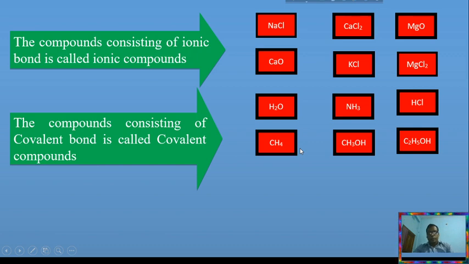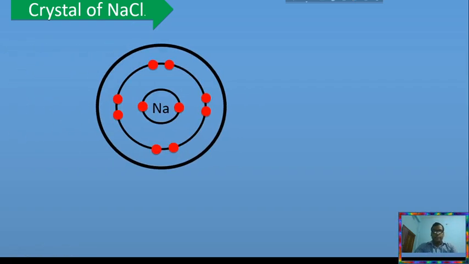So I want to show you a crystal of an ionic compound, and I have chosen the sodium chloride compound. I will show you the bonding process of sodium chloride. So this is the atom of sodium, with only one electron at the outermost principal energy level.